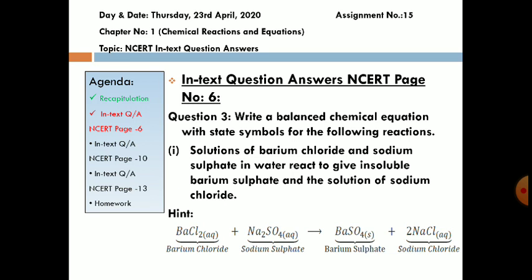Chemical formula of barium chloride, BaCl2. Chemical formula of sodium sulfate, Na2SO4. Chemical formula of barium sulfate, BaSO4. And chemical formula of sodium chloride is NaCl. So the balanced chemical equation becomes BaCl2 plus Na2SO4 gives BaSO4 plus 2NaCl.